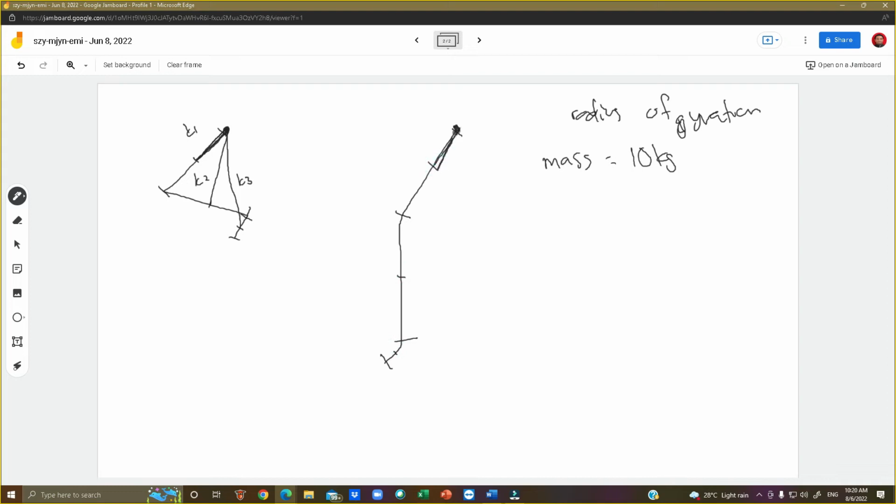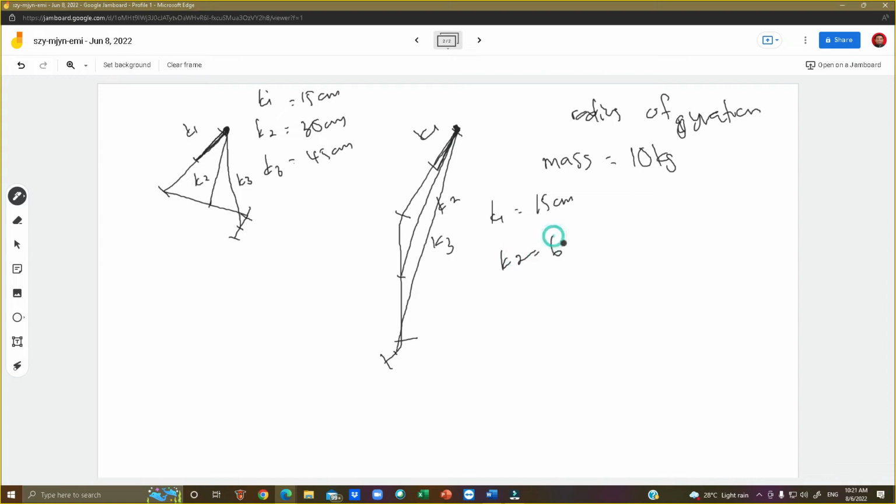So we have K1, K2, and K3. Let's imagine K1 is roughly around 15 cm, K2 around 35 cm, which is short, and K3 is around 45 cm. For this one, K1 will be similar, but K2 is not. Maybe we put K2 as 60 cm.